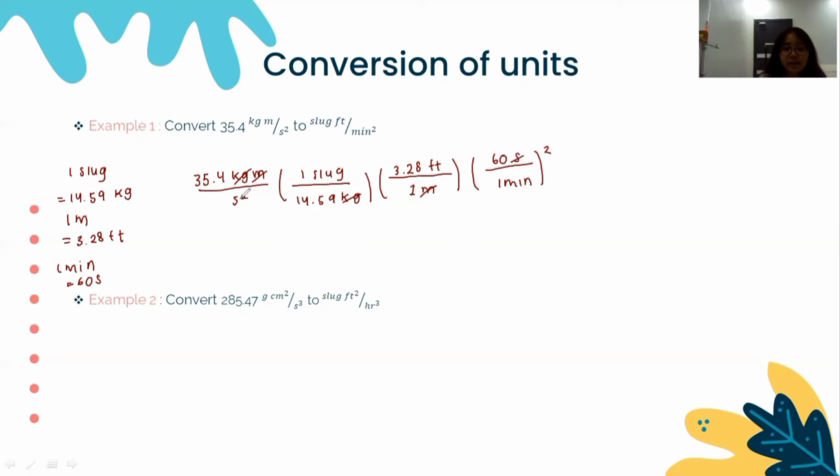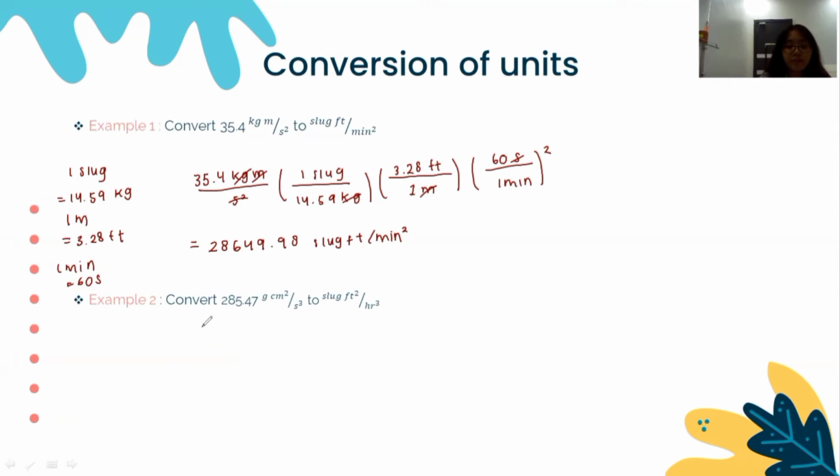Cancel the second out and multiply the rest. And we got the result 28,649.98 slug feet per minute squared.